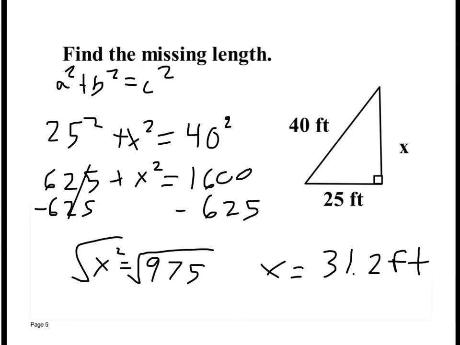You can check your answer in a couple different ways. You want to make sure that the legs are not longer than the hypotenuse. If they are, you've done something wrong. 31.2 is smaller than 40, so that must be right. And then you can plug in, do 31.2 squared plus 25 squared and see if you get 1600, which you do. All right? Any questions?